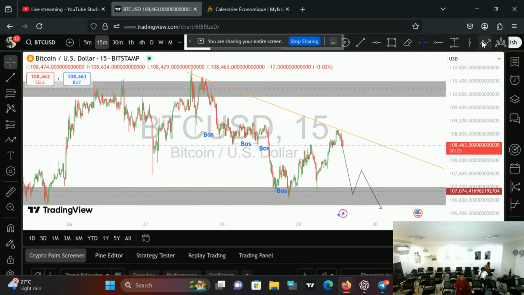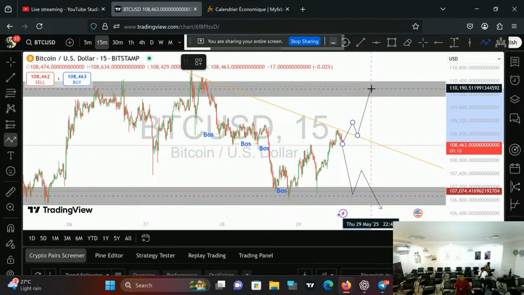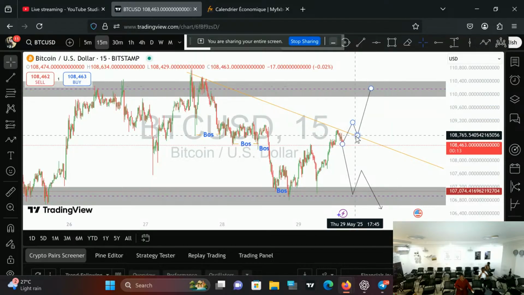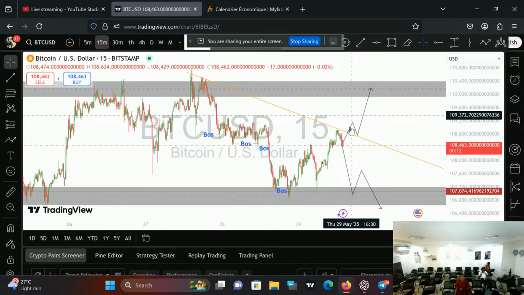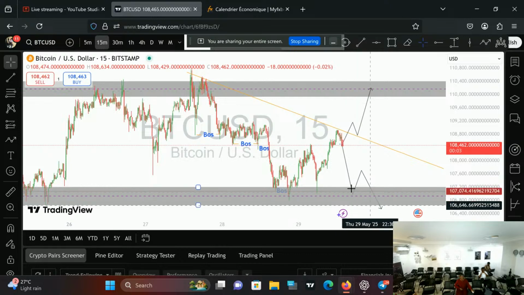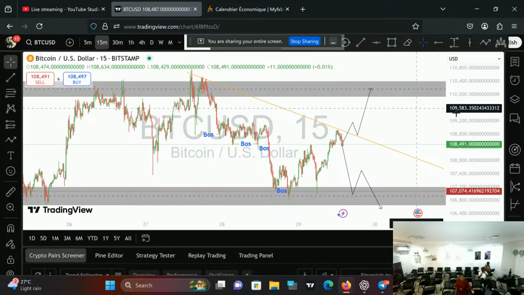If this market breaks our 15 minutes trend line, then we should be looking to continue buying up to this point. If the market breaks this trend line, then we should wait for maybe a retest and then we buy from this point. If not, then this market will come right up to this point. That's it for BTC.